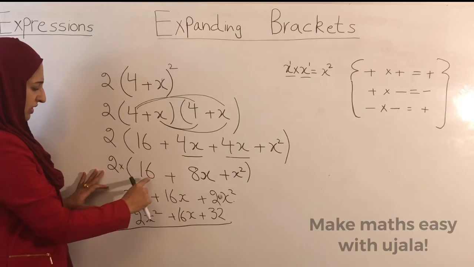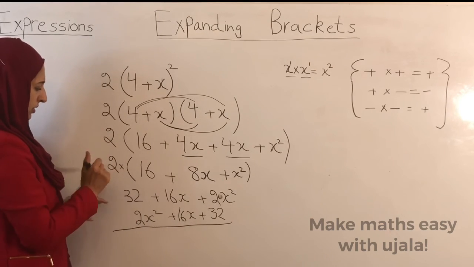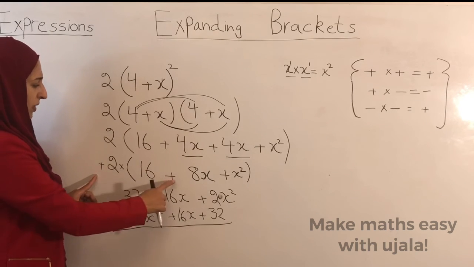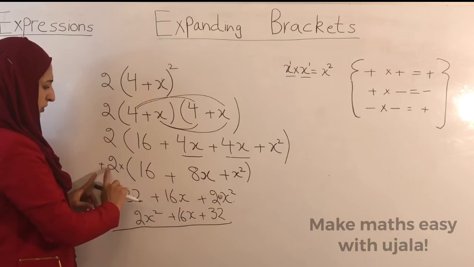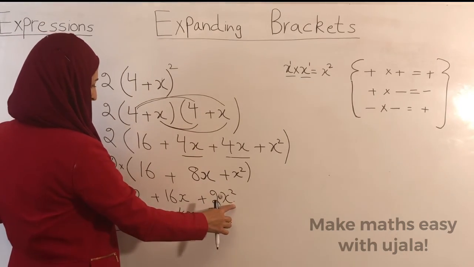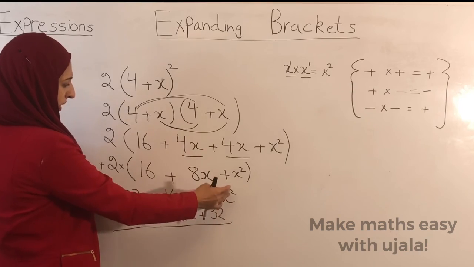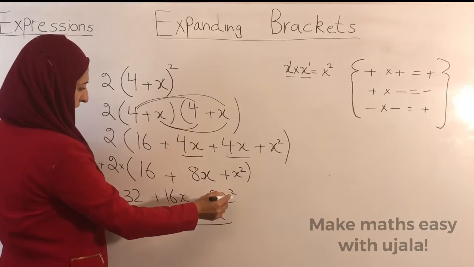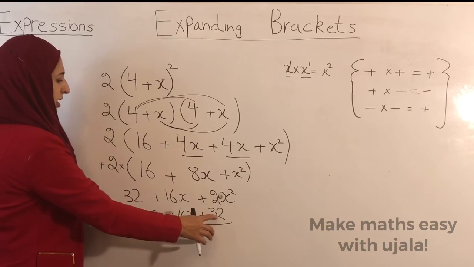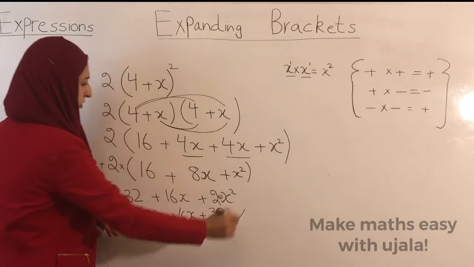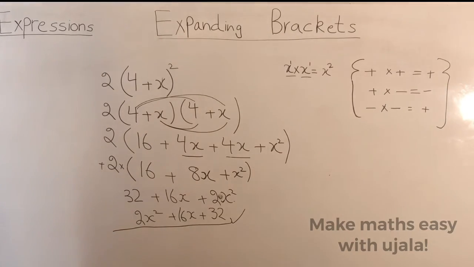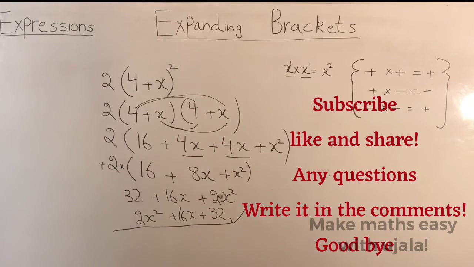So 2 times 16, 32, plus, there's no sign, there's a plus sign, signs are multiplying at the same time, plus 8 times 2 is 16, plus 2 times 1 is 2, x squared. We have rearranged by the coefficients of x, so 2x squared plus 16x plus 32, here you go, that's your final answer. That's the way you will solve this question. You can write this question down.